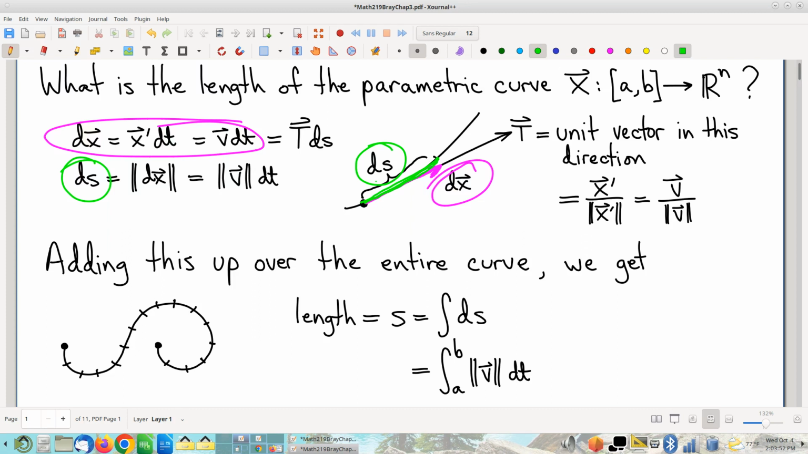And after all, what is the difference between distance and displacement? Well, a displacement is a distance in a certain direction, right? So ds should be, and is, the magnitude of the dx vector. Is that satisfying? All right. Okay.